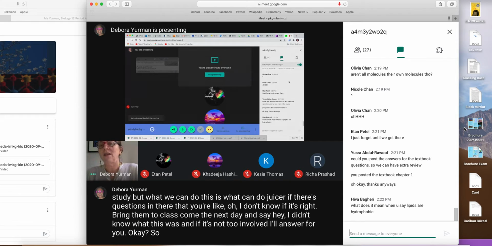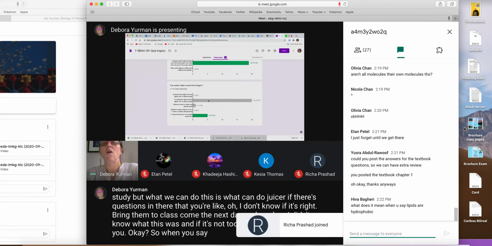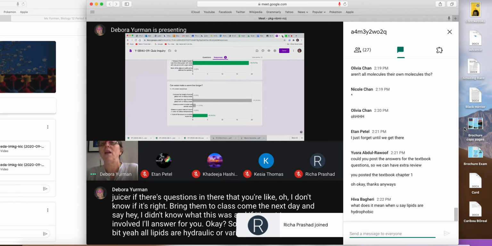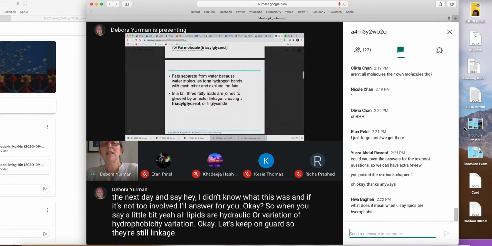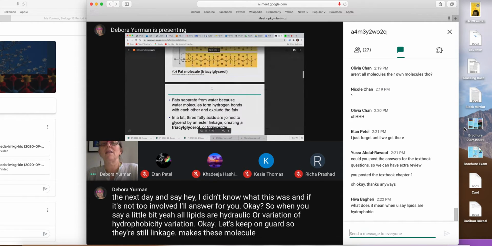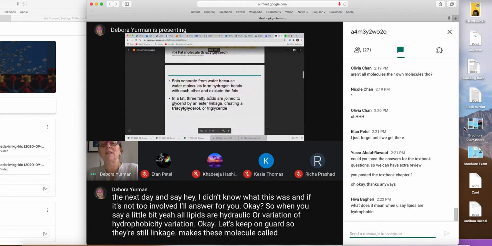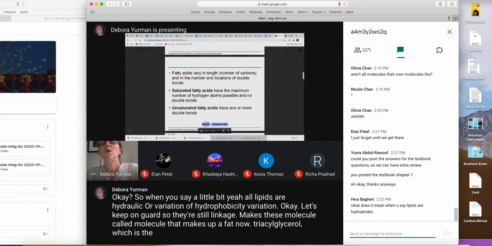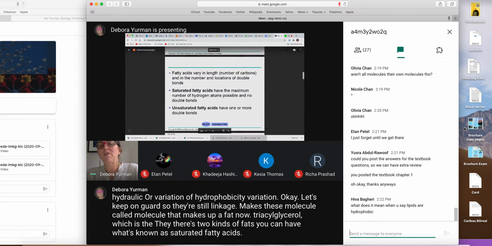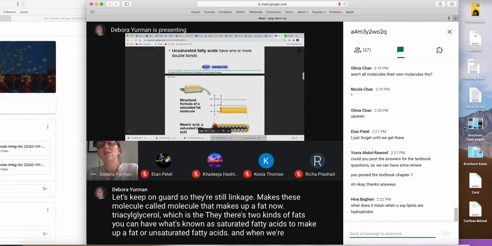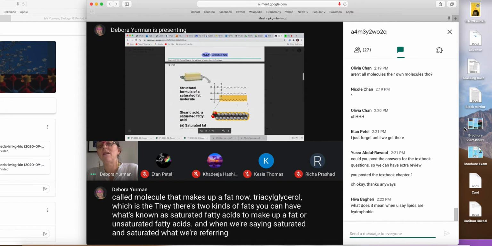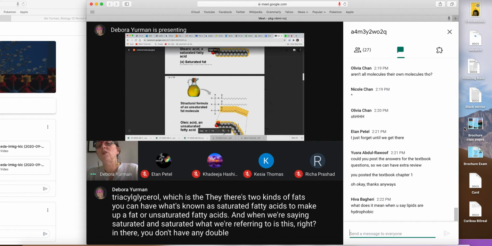So when you say lipids are hydrophobic, yes, all lipids are hydrophobic, with some variation in hydrophobicity. Okay, let's keep going. So the ester linkage makes this molecule called triacylglycerol, which is the molecule that makes up a fat. Now, there are 2 kinds of fats. You can have saturated fatty acids making up a fat, or unsaturated fatty acids. When we say saturated or unsaturated, what we're referring to is this: you don't have any double bonds, or you have double bonds.